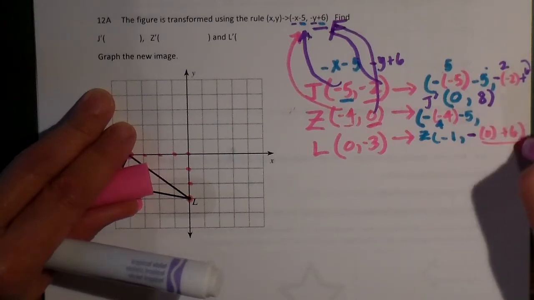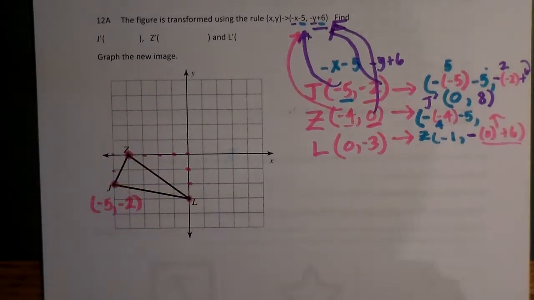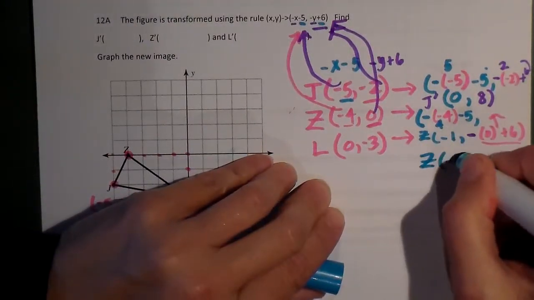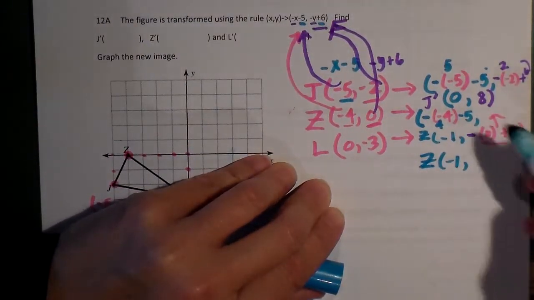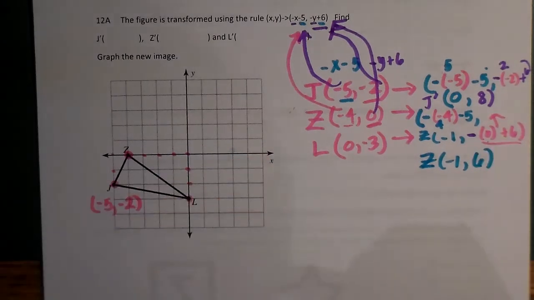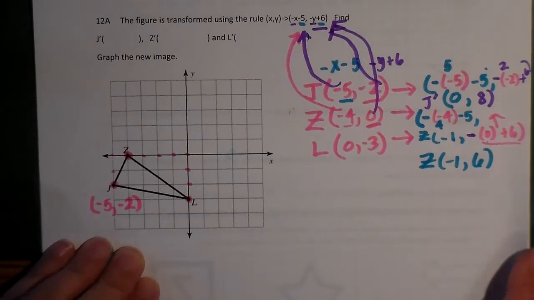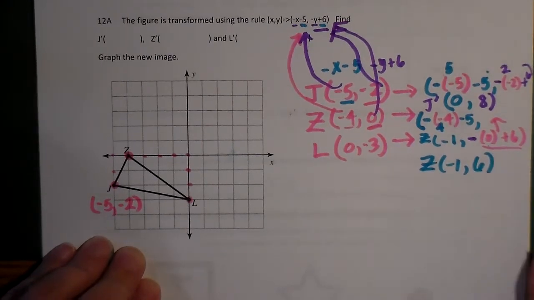Oh, I should have written this up here, sorry. So for z, you have negative 1, and then you have 0 plus 6, which is 6, so that's your new z coordinate. So that's how you do those particular examples. You're just going to plug in your numbers, your coordinates into those equations, okay?